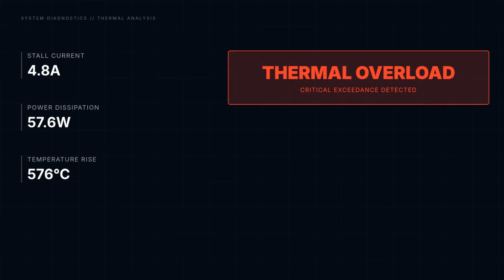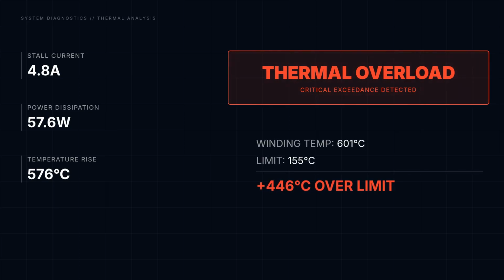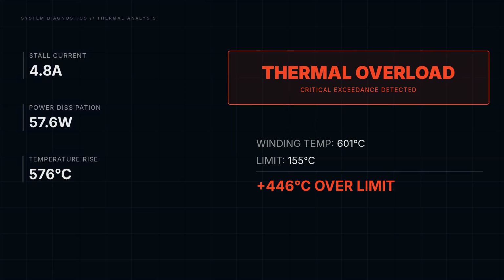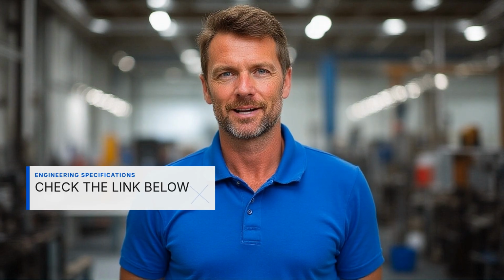The calculator alerts us that winding temperature reaches 601 degrees Celsius, exceeding our 155-degree limit by 446 degrees. This clearly shows unsafe conditions requiring design modifications.